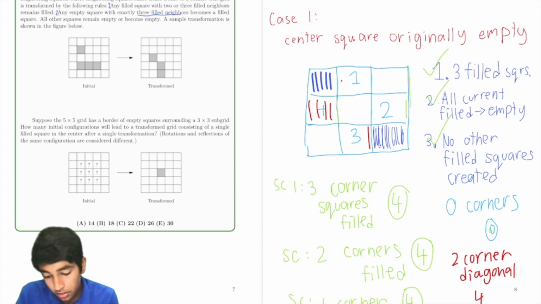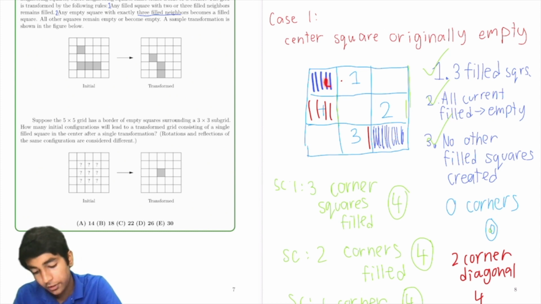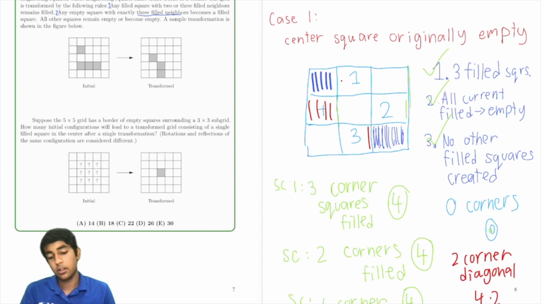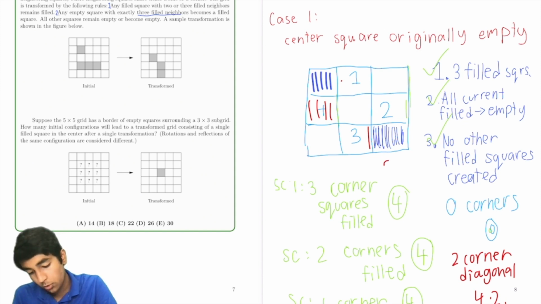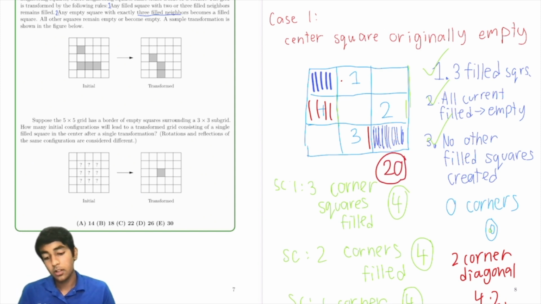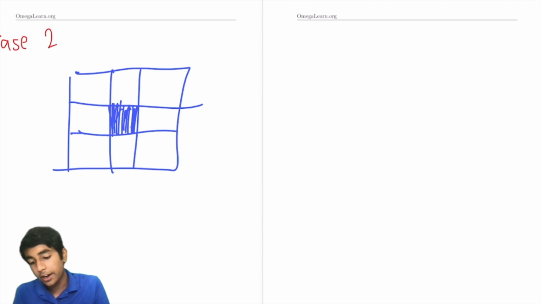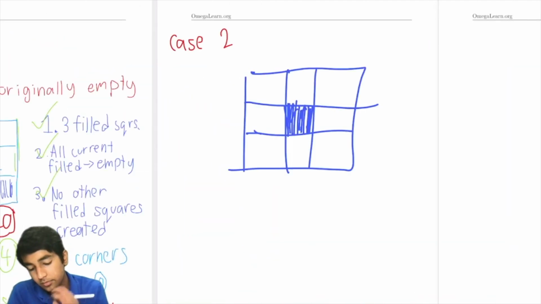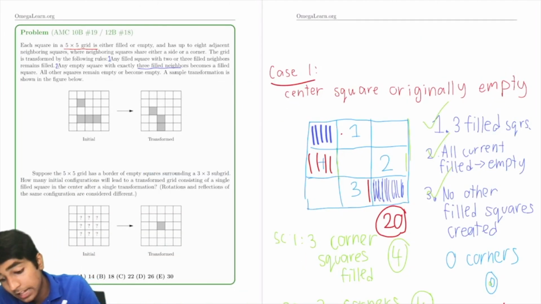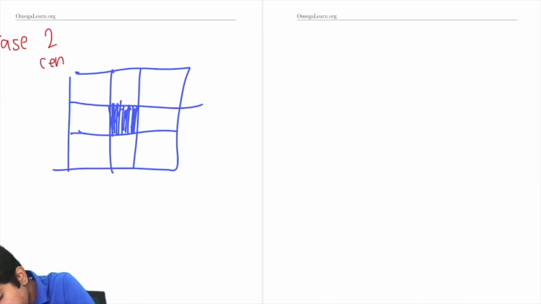But wait. This is just one possible choice of the 2 corners in a diagonal. What about if the 2 corners are here and here? That's times 2. So 4 times 2 equals 8. So there's another 8 cases. So all in all, for this case, there's a total of 20. For the whole case, the case 1. So case 2, the middle square is filled. The middle square, or the center square, is originally filled.